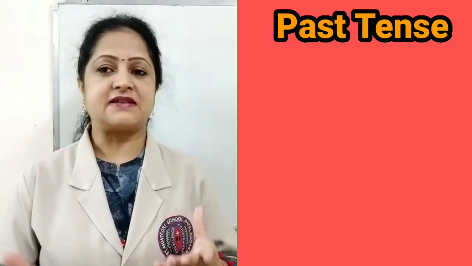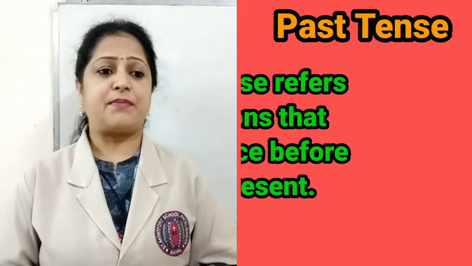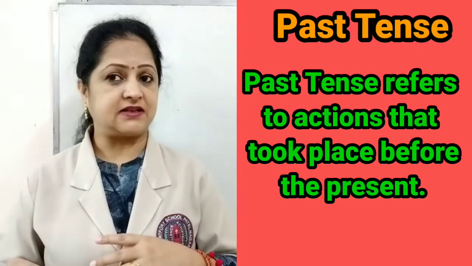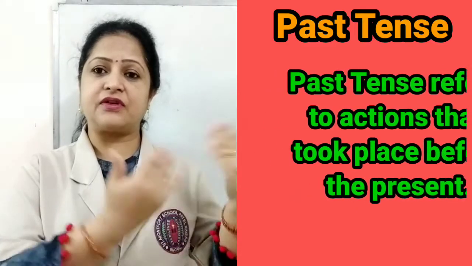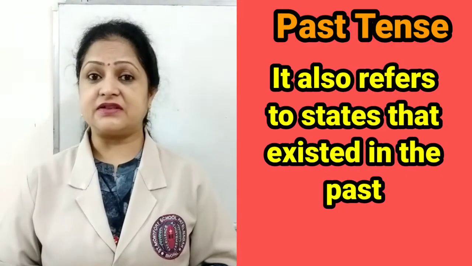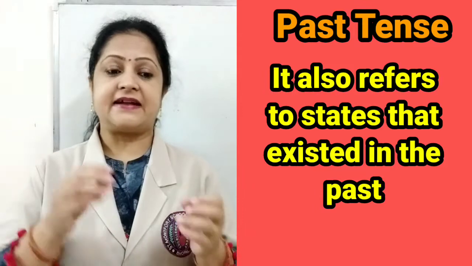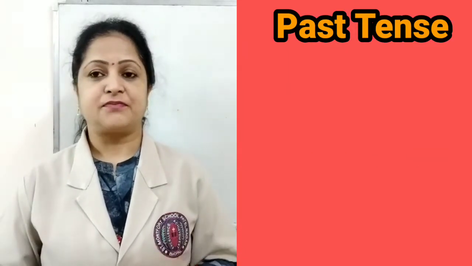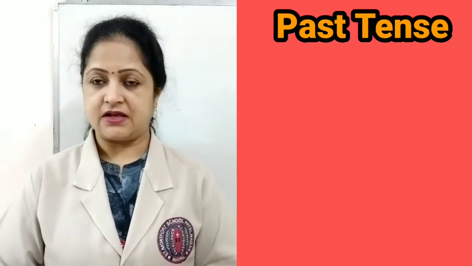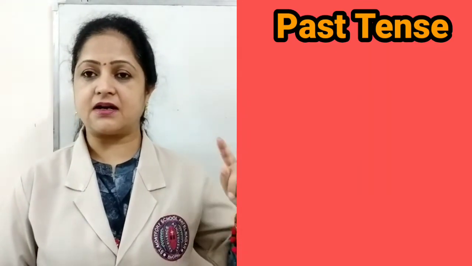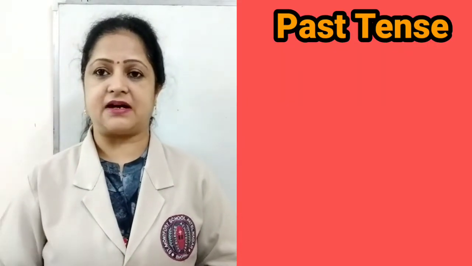First of all, what do we use past tense for? The past tense refers to actions that took place before the present. It also refers to states that existed in the past. For example, I made a sandwich. What did I say? I made a sandwich. It means the sandwich that I made in the past. I am not making it now. I made it in the past.